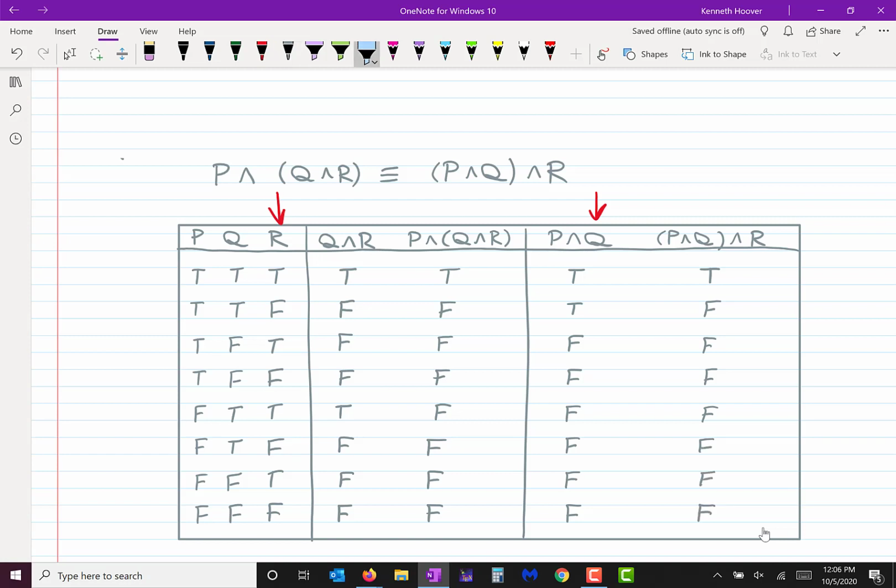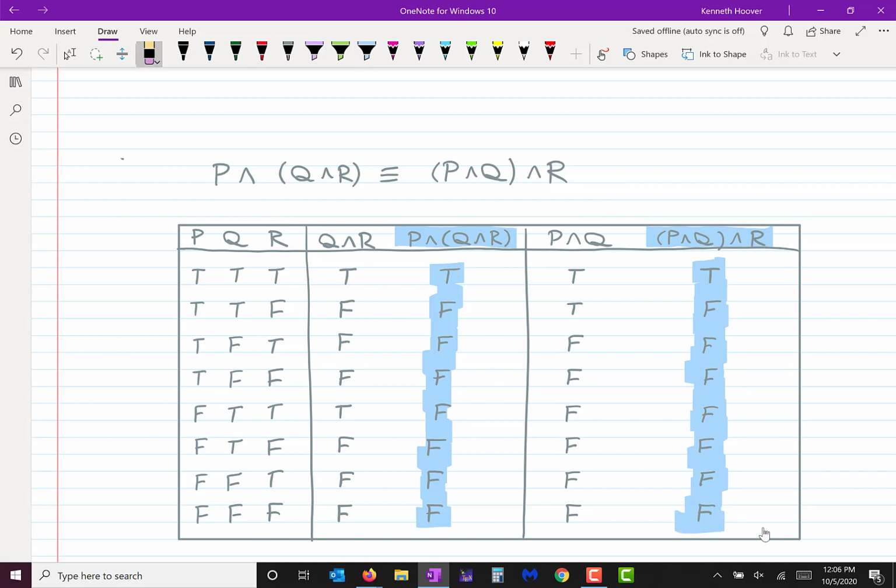This is what you're going to need to do on your homework. That column matches this column. When you do your homework, just circle the two columns. Okay? That shows that those two statements are equivalent.